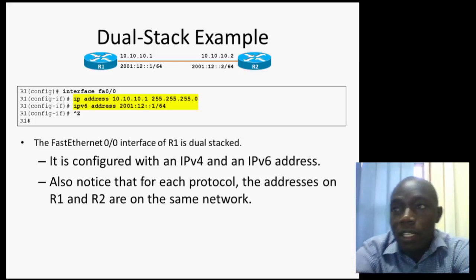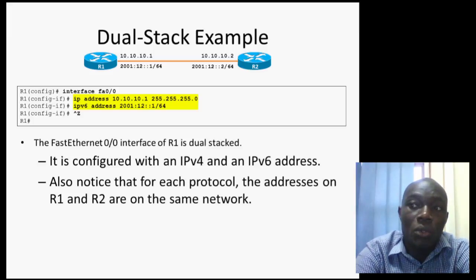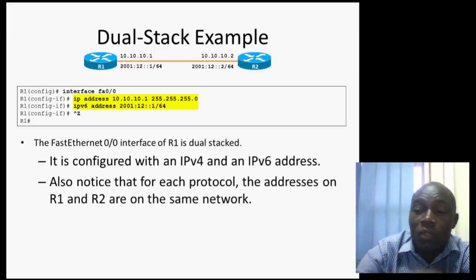So we have an example there looking at two routers connected together over a fast Ethernet interface. The fast Ethernet interface of R1 is dual stacked. It is configured with an IP version 4 and an IP version 6 address. But also notice that for each protocol, the addresses on R1 and R2 are on the same network.